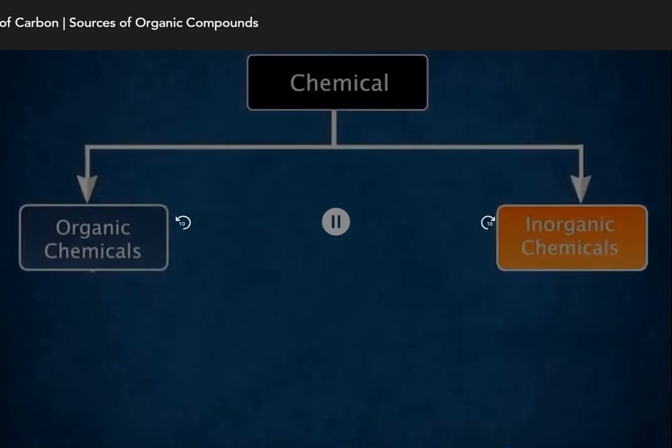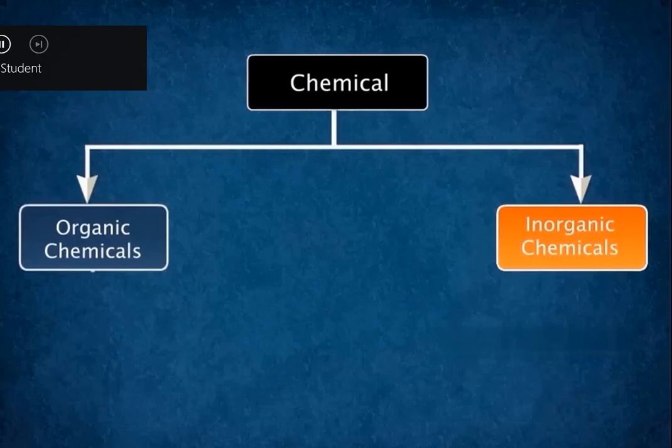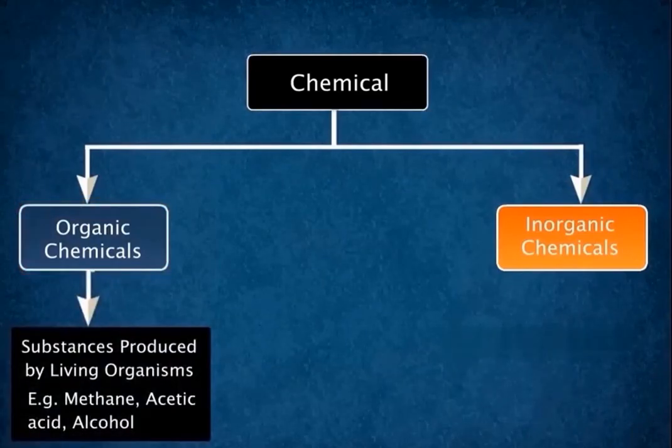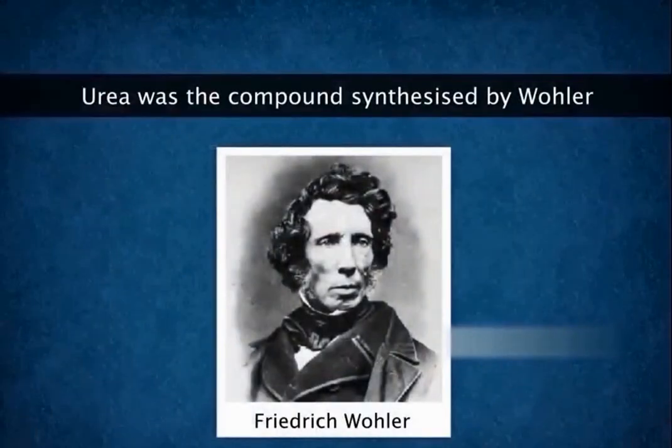In 1828, it was believed that organic compounds could not be synthesized in the laboratory. In fact, the chemicals were classified into two major categories, namely organic chemicals, the substances produced by living organisms, and inorganic chemicals, the substances not produced by living organisms. But this was disproved when Friedrich Wöhler, a German chemist, synthesized urea in the laboratory.